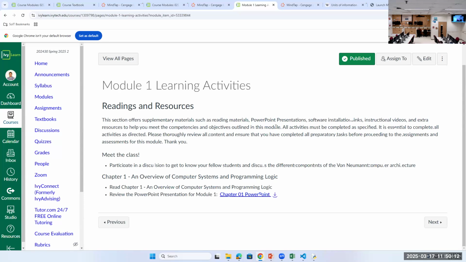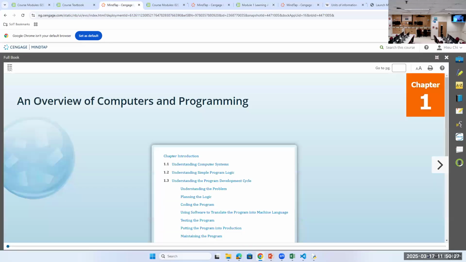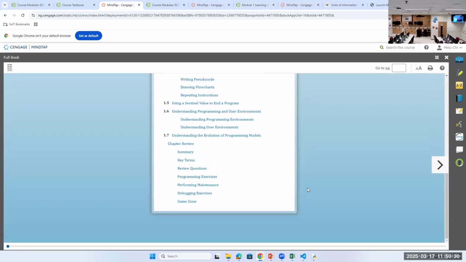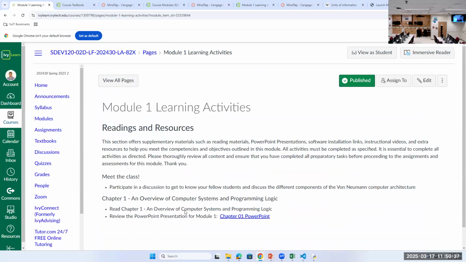The first thing, you read the chapter in the textbook. You know how to access the textbook, right? If you want to go over chapter number 1, overview of computer system, you go to chapter number 1, click on the link, and read everything in it. The second thing, you go to the learning activity about the PowerPoint. I have the link here. You just click the link and download it. You have the PowerPoint for this one. So that's the first thing.